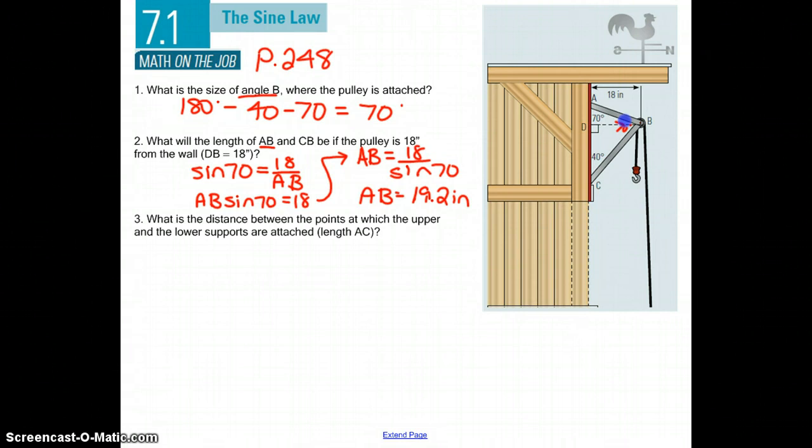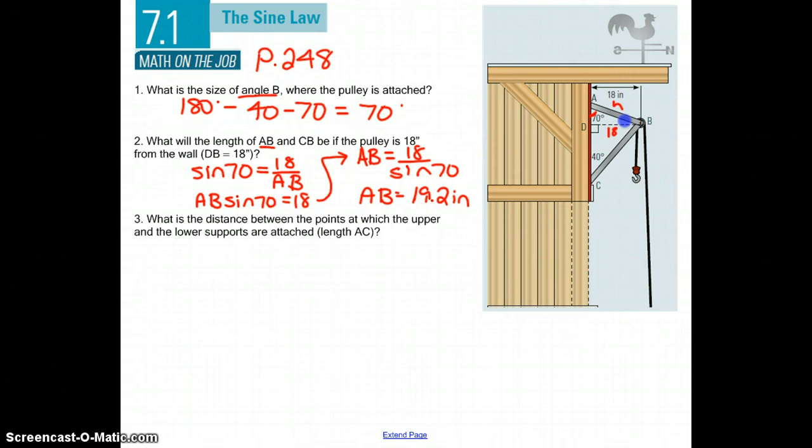So we're going to start by angle 70 is in this corner. So opposite of angle 70 is 18, and we're looking for the hypotenuse, looking for H. So to set that up, we go sine 70 equals your opposite, which is 18, over your hypotenuse, which is side length AB.